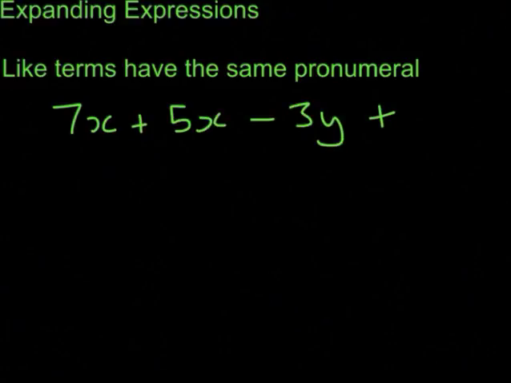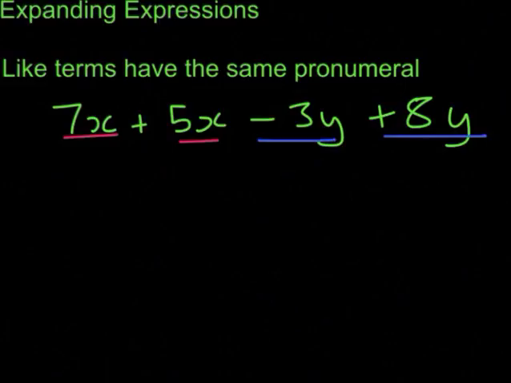An example of like terms having the same pronumeral would be an expression of, say, 7x plus 5x minus 3y plus 8y. Well, the like terms are the ones that have the same pronumerals, so the 7x and the 5x are like terms. And the minus 3y and the plus 8y are also like terms.